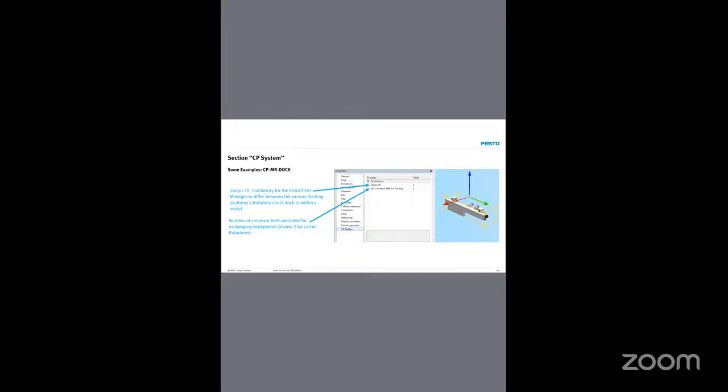Then the number of conveyor belts available for docking. The robot will be able to share its box to the conveyor belt, right? So we have to tell how many conveyor belts there are. For example, number 2. That means the robot can go to one belt and the other belt from the station. So the carrier robot will be using 2 conveyor belts.